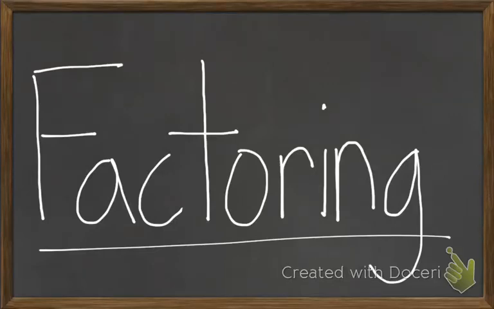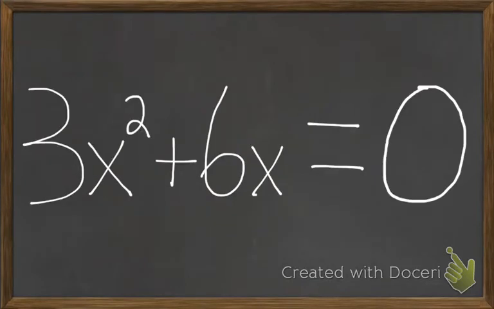In this video, we'll be going through the most widely used method for solving quadratic equations, factoring. To factor an equation, you need to divide it up into two parts in a sort of reverse form of FOILing. Let's start with a simple example and walk through each part of the factoring process. The equation we have right here is 3x squared plus 6x equals 0.